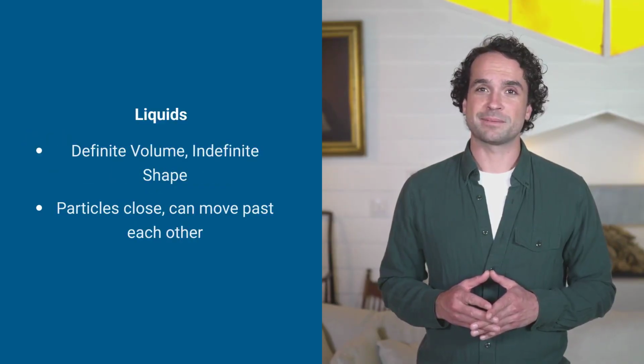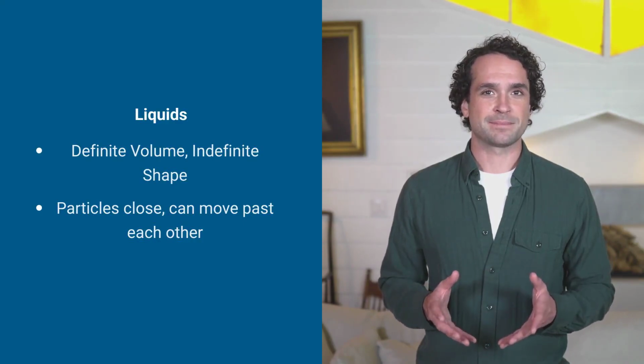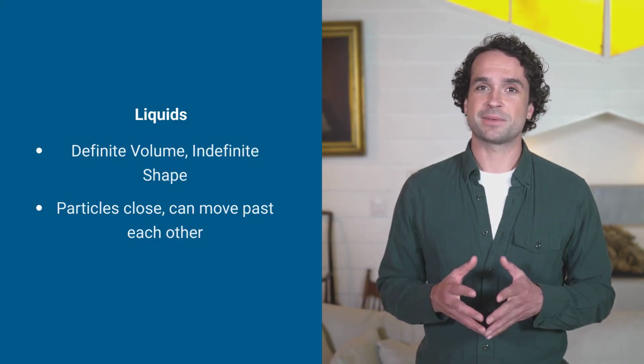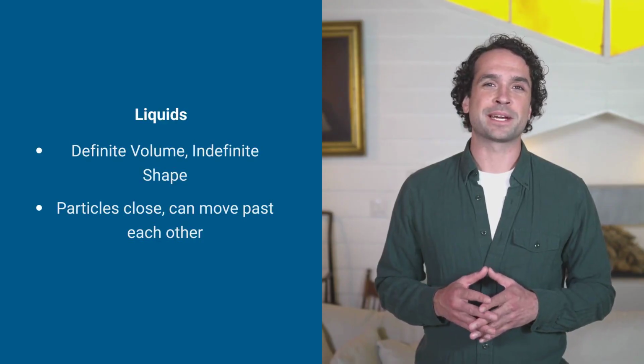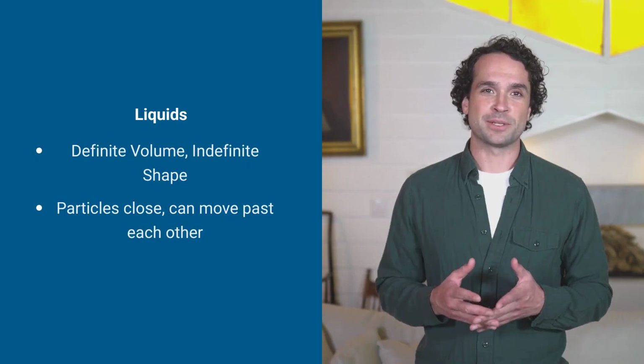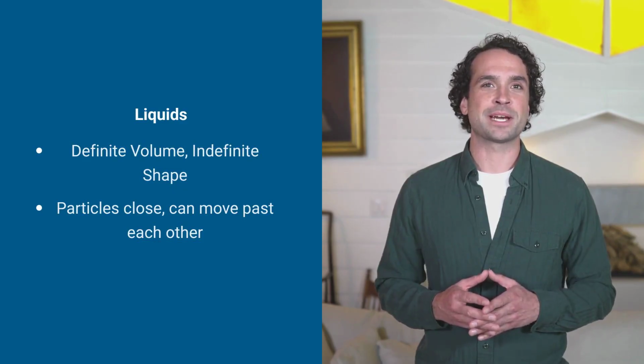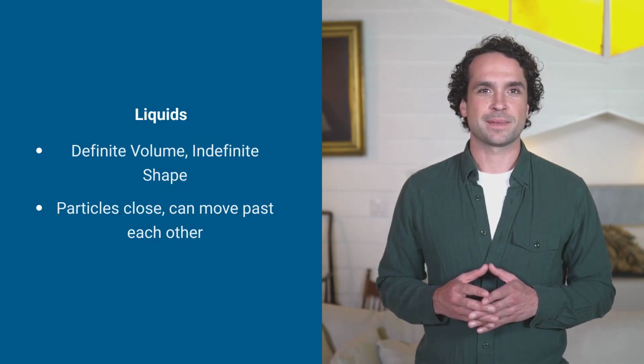Next, we have liquids. Liquids have a definite volume but an indefinite shape. This means a liquid will take the shape of its container, but its amount of space occupied remains constant. For example, a liter of water is always a liter, whether in a bottle or a bowl. The particles in a liquid are close together but can move past each other, allowing liquids to flow and be poured. They are only slightly compressible.